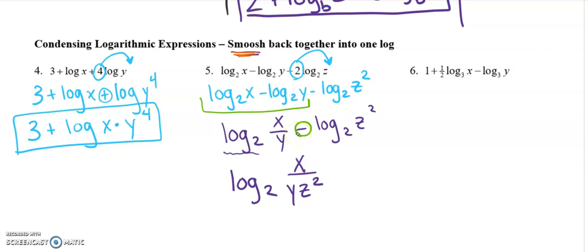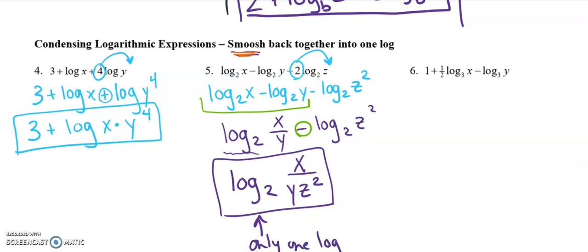Again, subtraction gets us division. So I'm going to divide the x over y by z squared, which is the same as multiplying it by 1 over z squared, which keeps that z squared in the denominator. Again, when we're smushing it back together, when we're condensing, we lose the log as we put it back together. So in the end we're trying to end up with only one log.